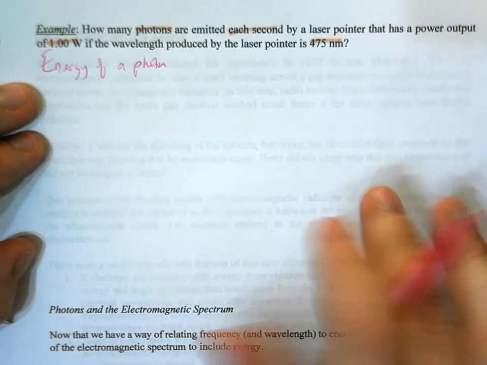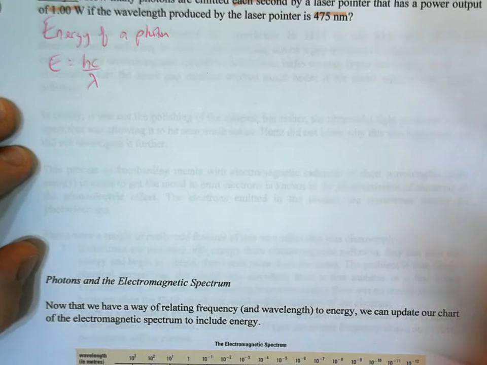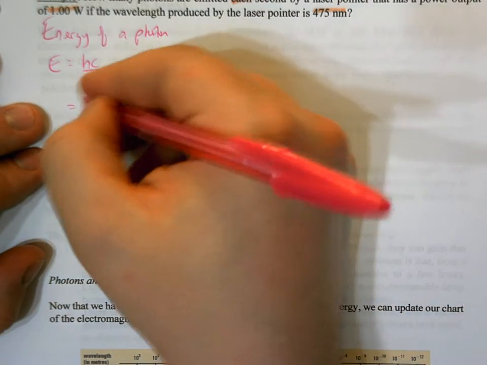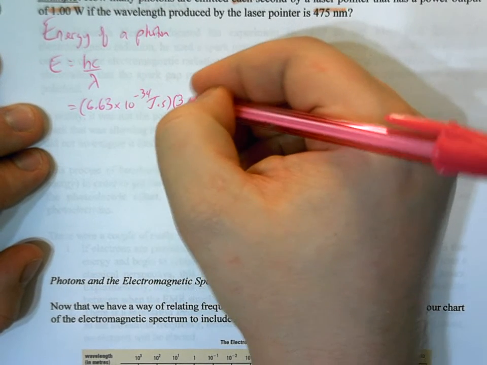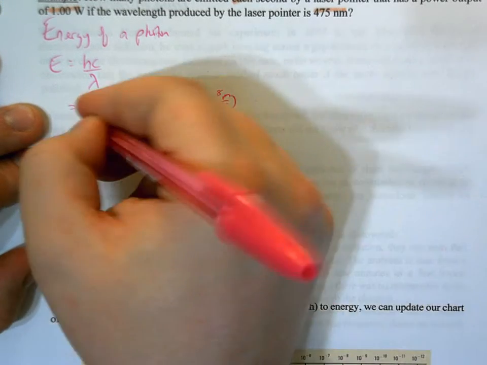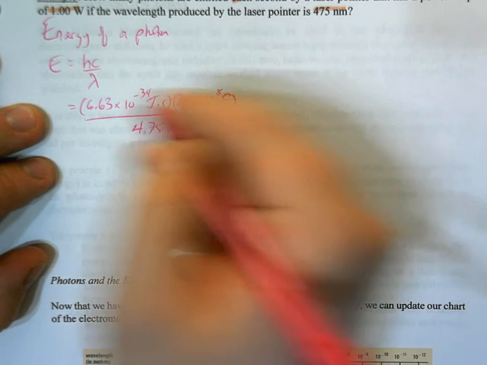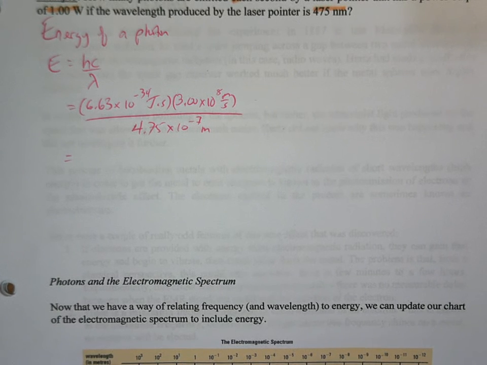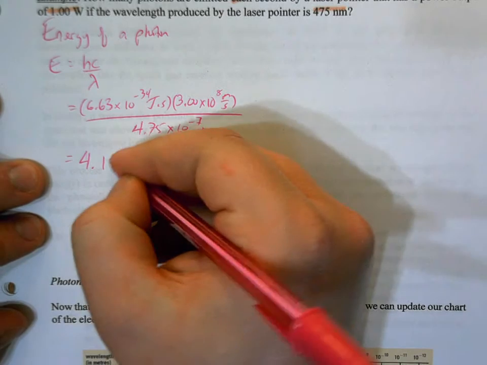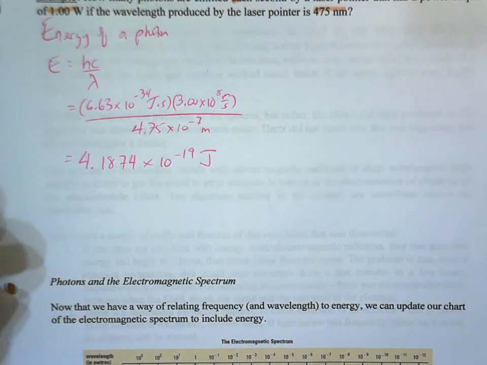So the energy of a photon is going to be E equals hc over lambda. Now I'm dealing with watts, which is a joule per second, so I probably want to keep this in joules. So we're going to find the energy in joules, which means I'm using Planck's constant in joule seconds. So we get that 475 nanometers. So let's find the energy. And we'll explain what we're doing with this in a moment. So I'm going to get about 4.1874 times 10 to the minus 19 joules.